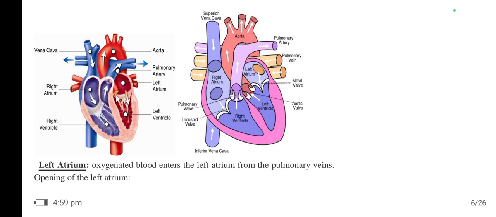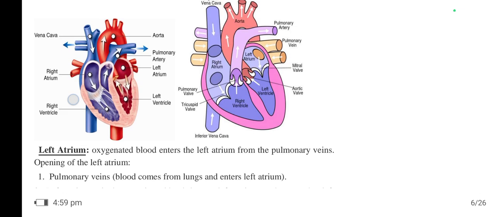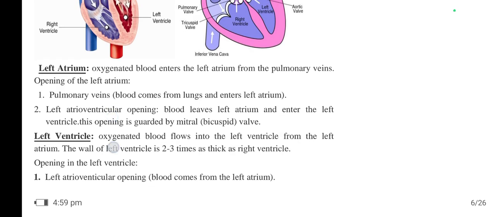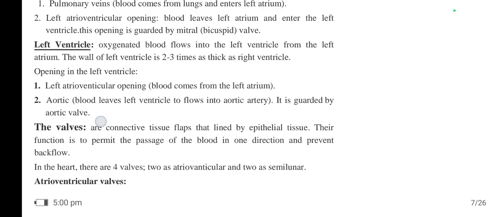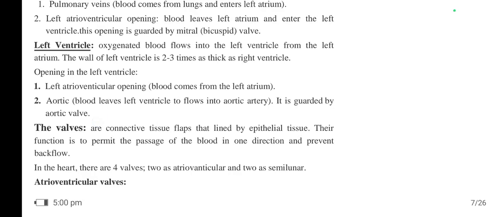Pulmonary artery carries deoxygenated blood. Pulmonary vein carries oxygenated blood. It's an exceptional case. Left atrium: oxygenated blood enters the left atrium via the pulmonary veins. Blood comes from the lungs to the left atrium. Left atrioventricular opening: the blood leaves the left atrium and enters the left ventricle. This opening is guarded by the mitral or bicuspid valve.